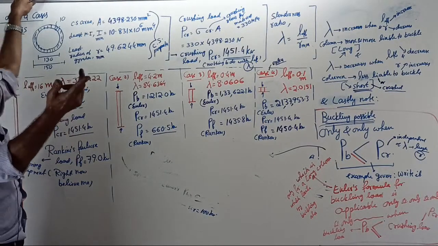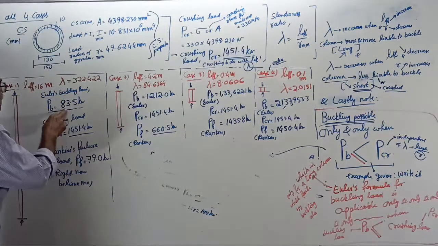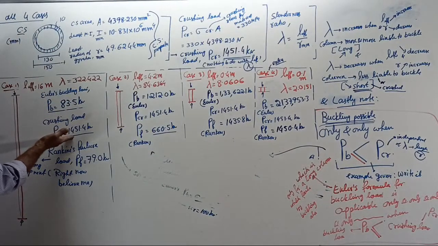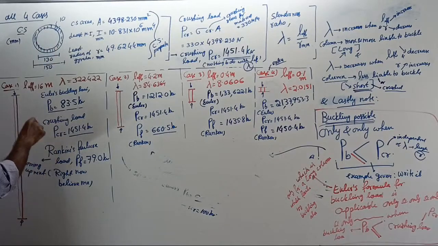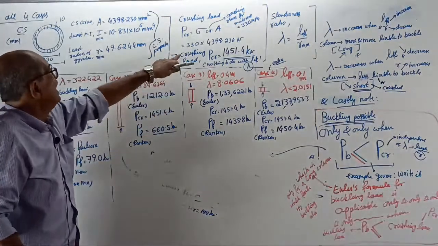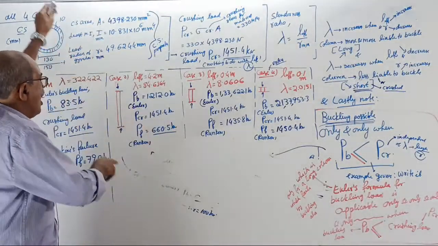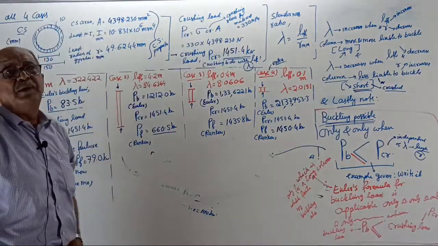If you increase the load, then someone will ask, how do you increase the load? At 83.5 it will buckle. Then it is a gone case column. Don't talk about crushing load. Already gone. But if you want to crush this column, remember, crushing load is constant. It is independent of length. For all the 4 cases, crushing load is 1451.4 kilonewton.